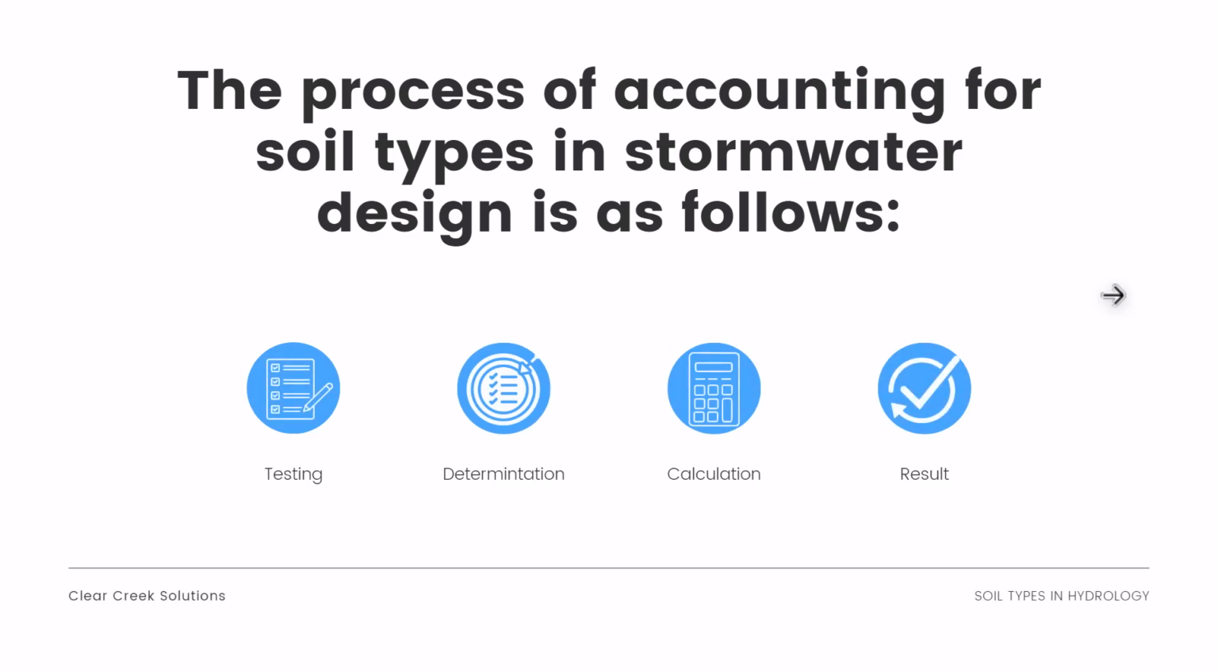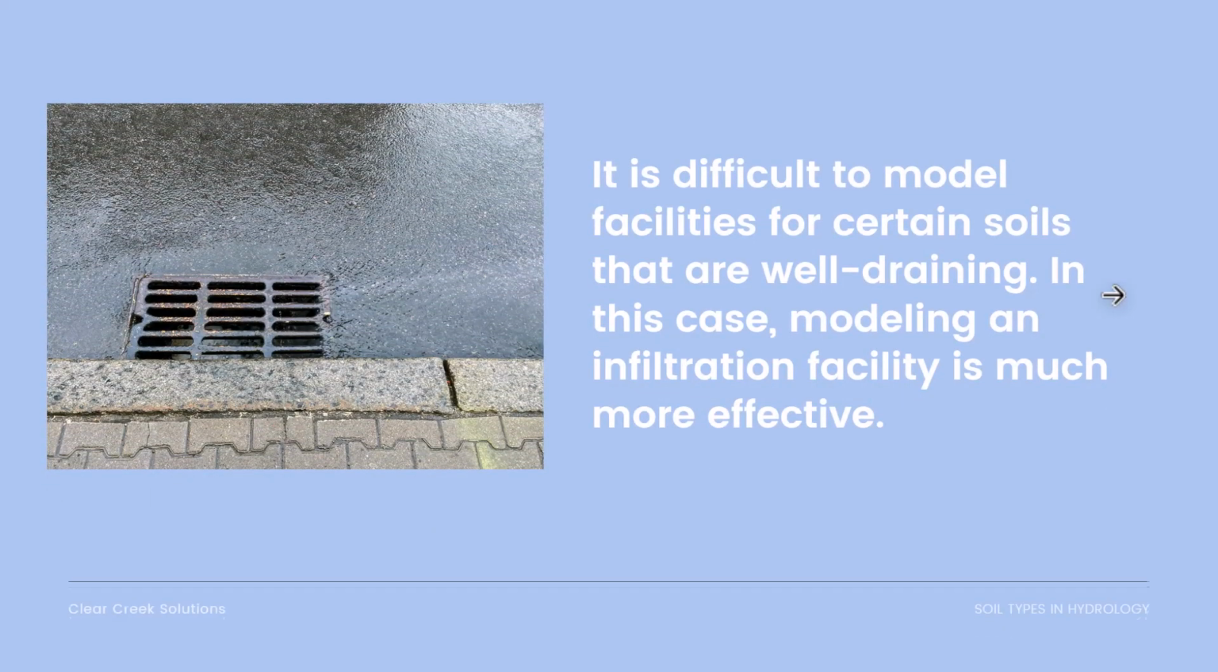So the process of accounting for soil types in stormwater design is as follows. First, you're going to have to run all those tests, right? Sieve analysis being one. There are many other tests as well to determine what kind of soil you're dealing with. Then determine exactly what that soil is, how much there is of it. Use calculations to determine what the runoff situation is going to be like, how much it's going to be able to infiltrate. And then you can finally analyze your final result in your software for how big your detention facilities are going to be and what kind of design you're going to have to approach this project with.